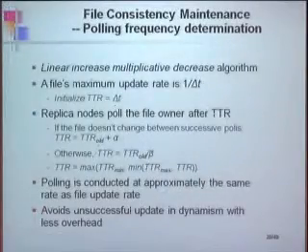Now, in order to limit the TTR within a certain range, we specify TTR min and TTR max and use this formula to limit the TTR to a certain range, so that the polling is conducted at approximately the same rate as the file update. As a result, this consistency maintenance algorithm can avoid unsuccessful updates in dynamism with less overhead.